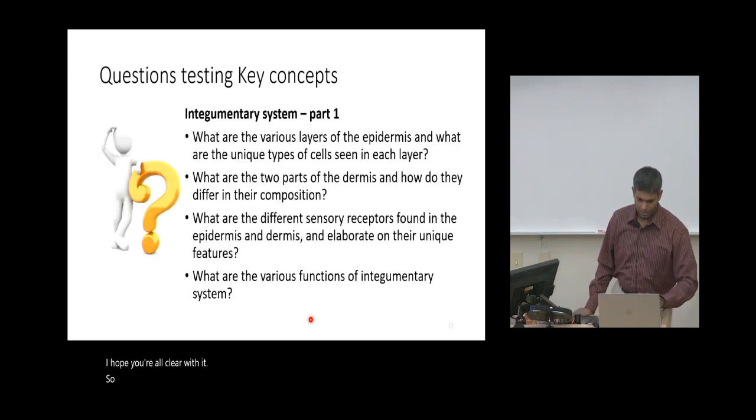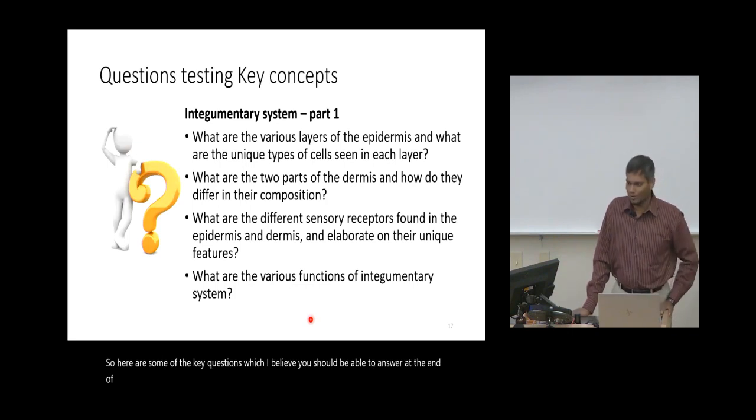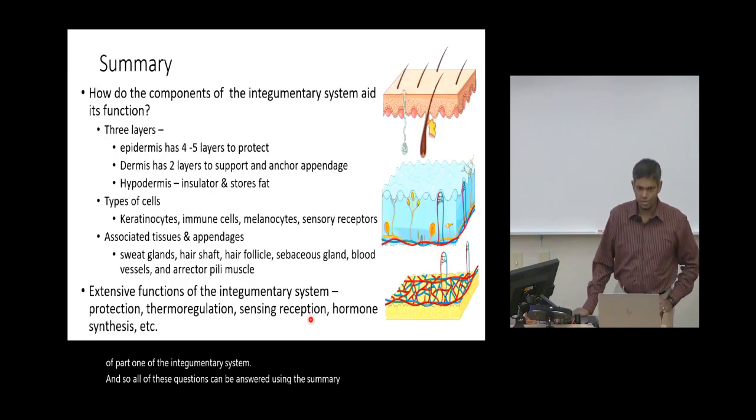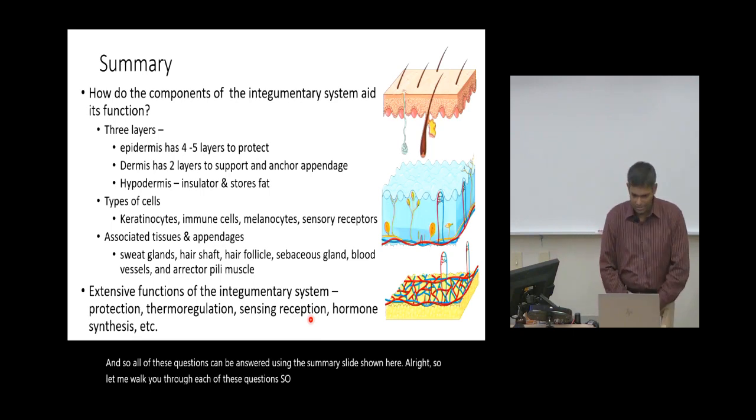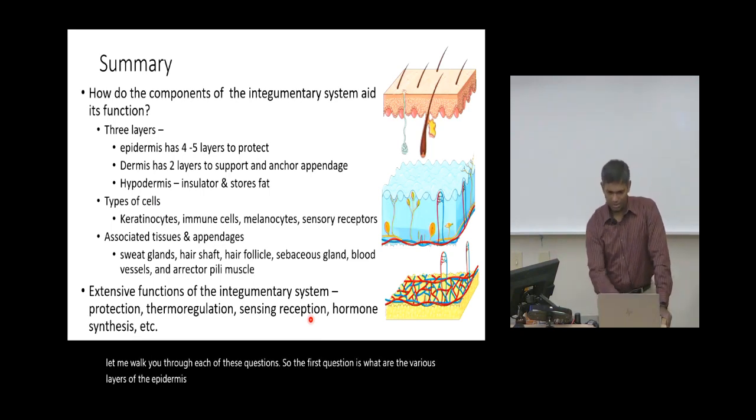So here are some of the key questions which I believe you should be able to answer at the end of part 1 of the integumentary system. And so all of these questions can be answered using the summary slide shown here. Alright, so let me walk you through each of these questions. So the first question is, what are the various layers of the epidermis, and what are the unique types of cells seen in each layer?